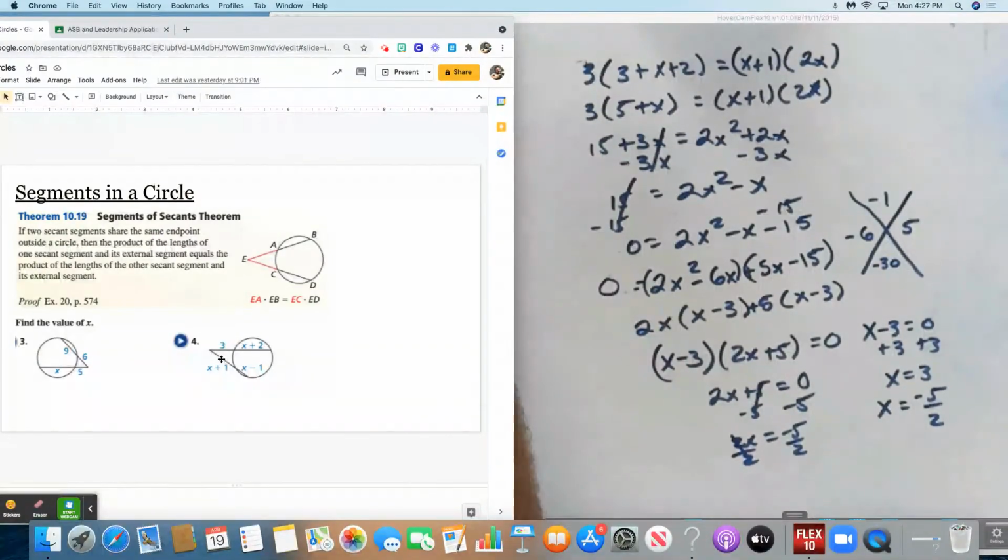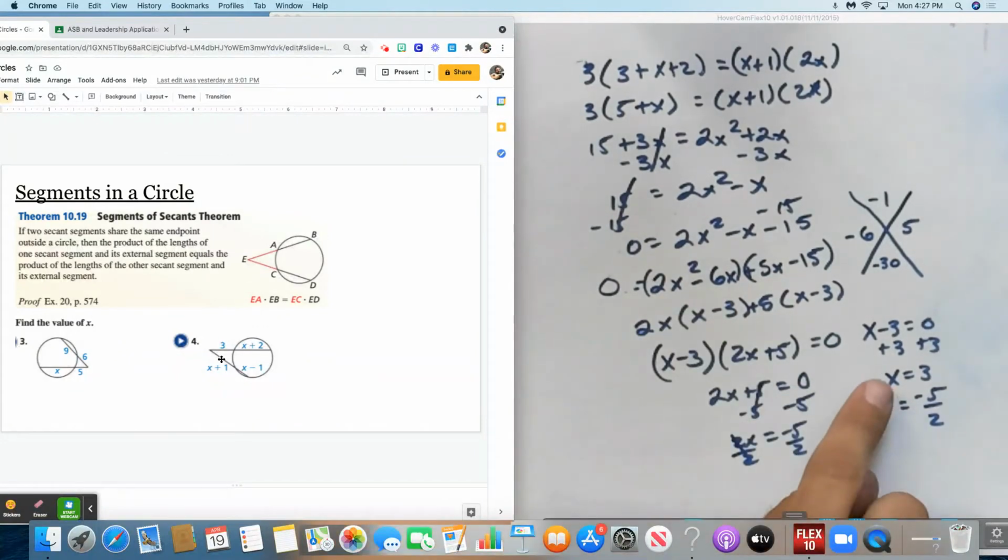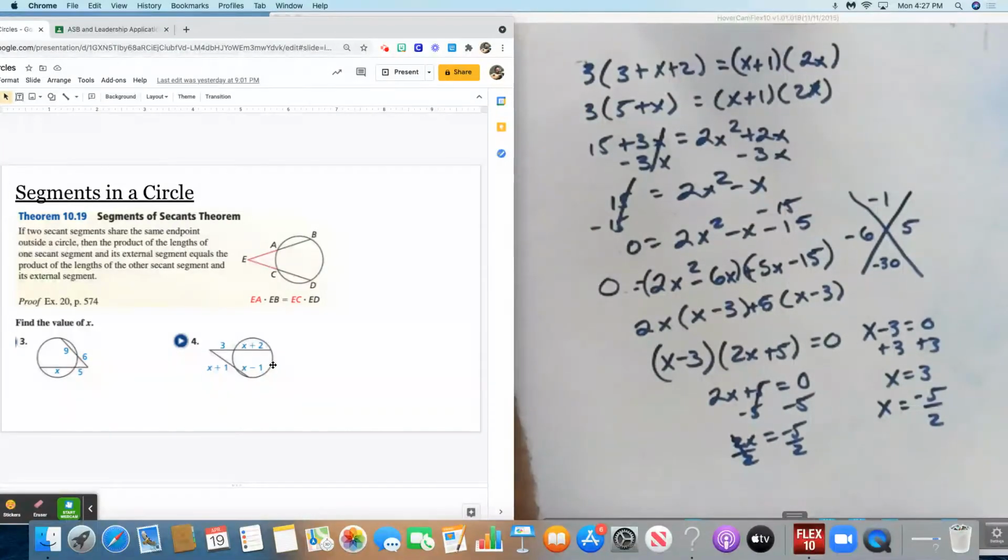So we know our answer does have to be positive. Now, if we mentally plug in 3, 3 plus 2 is 5, so that could be possible. 3 plus 1 is 4, that could be possible. 3 minus 1 is positive 2, so 3 actually works for everything.